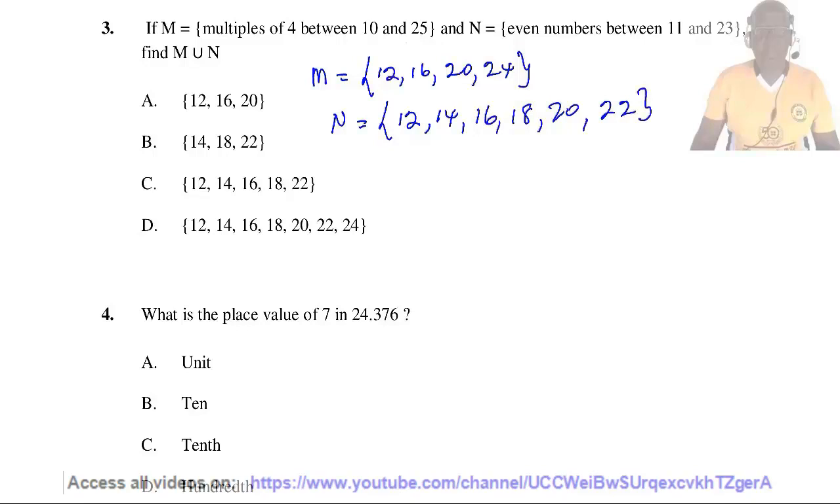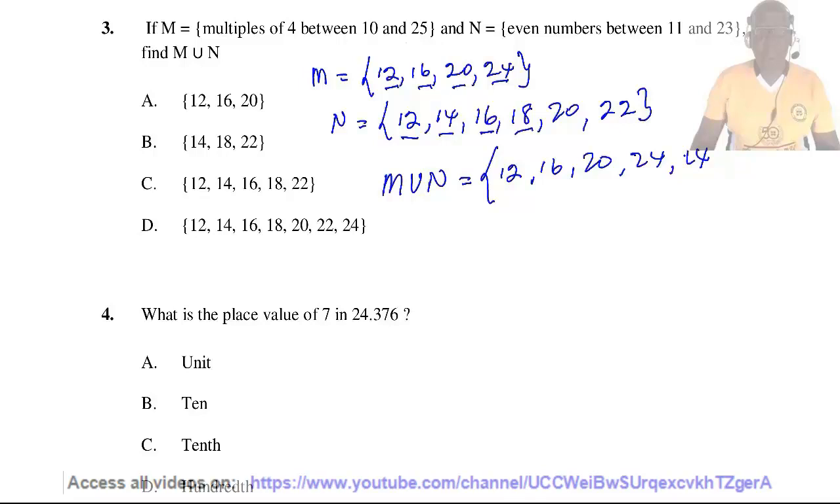Now let us write down M union N. We shall combine the elements of M and N, writing down each element only once. So 12, 16, 20, 24. We've already written down 12, 14, not yet. We've already written down 16, 18. We've already written down 20, so 22.